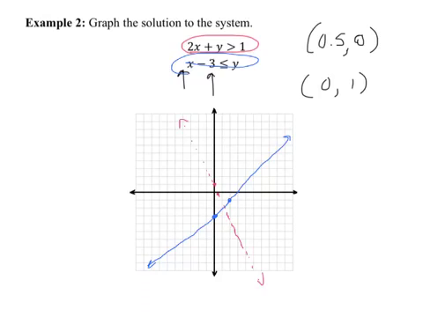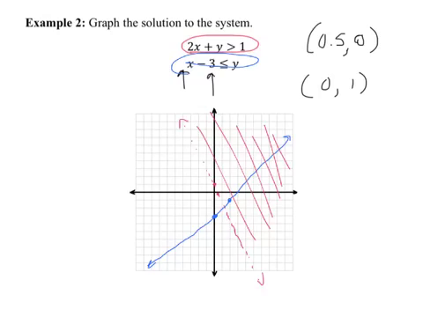For the red one, let's test the origin, which is right below the line there. That red dashed line, the origin happens to be just below it. So when we test it, we get 0 plus 0 is greater than 1. Is 0 greater than 1? Well, 0 is not greater than 1. So we're not going to shade that side. So we're going to shade this side over here. So we shade this whole region in red.